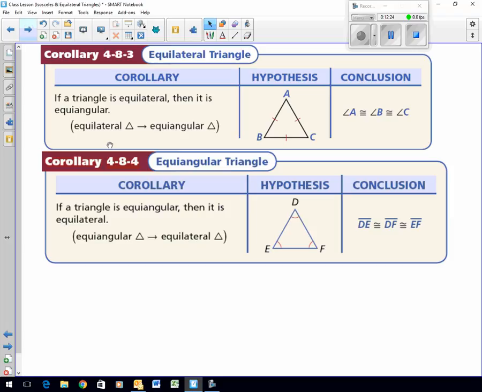All right. Let's move on to equilateral triangles. These should be easy as pie.